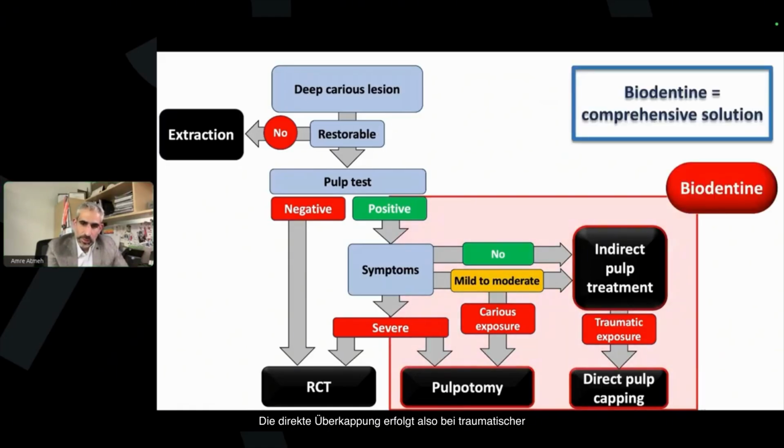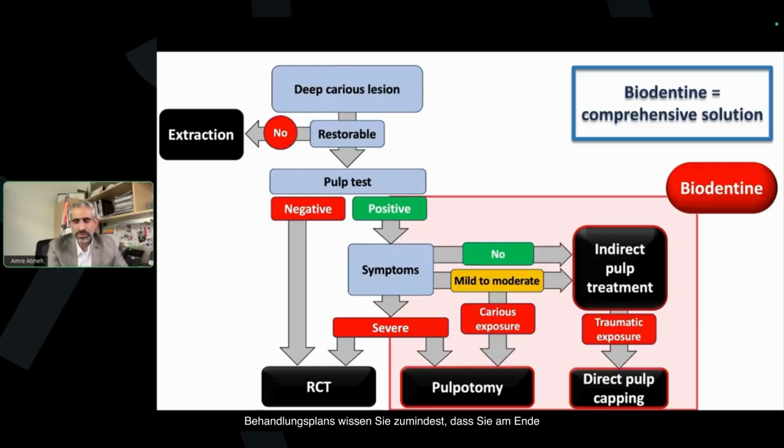Now, if we want to relate the role of Biodentine to this, you can say that all of this can actually be achieved by Biodentine, and this is the comprehensiveness of this material. It can be used for pulpotomies, it can be used for direct pulp capping, and it can be used as indirect pulp treatment. So regardless of the certainty of the treatment plan that you start with, you know that you have a solution for whatever treatment you will end up with.